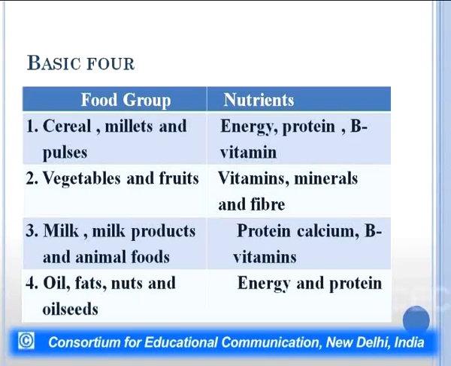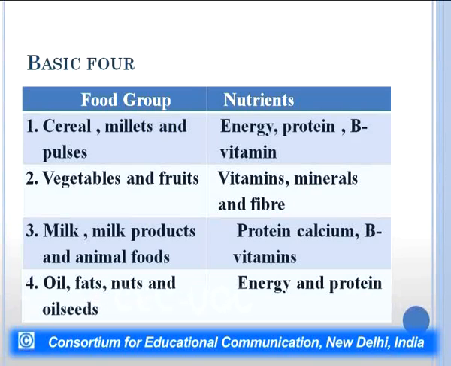The other group is vegetables and fruits. Here we are including all the vegetables, not only green leafy vegetables, and these include vitamins, minerals and fibers. The third food group is milk, milk products and animal foods. So you will see that this group is only giving protein and calcium and a few vitamin B's. You can see that pulses have been removed from this food group, though pulses were providing protein.